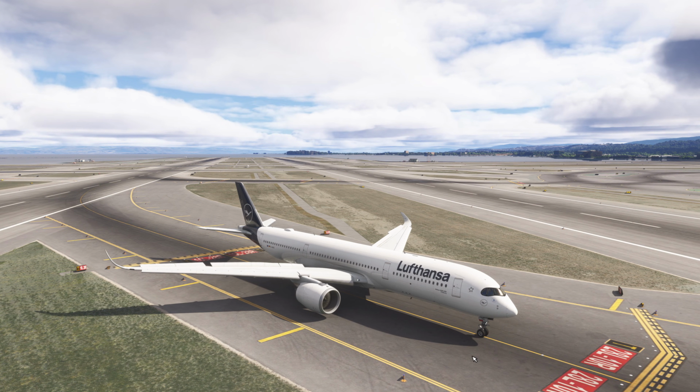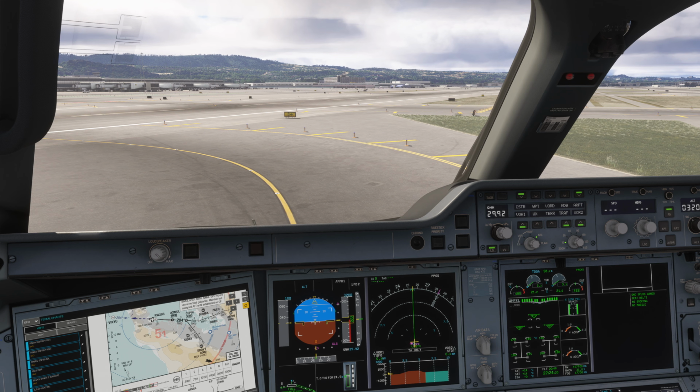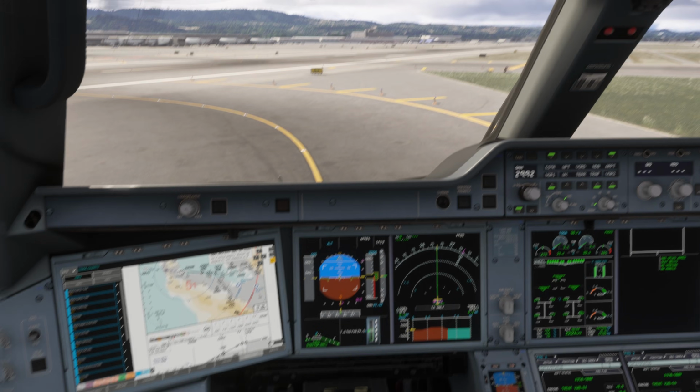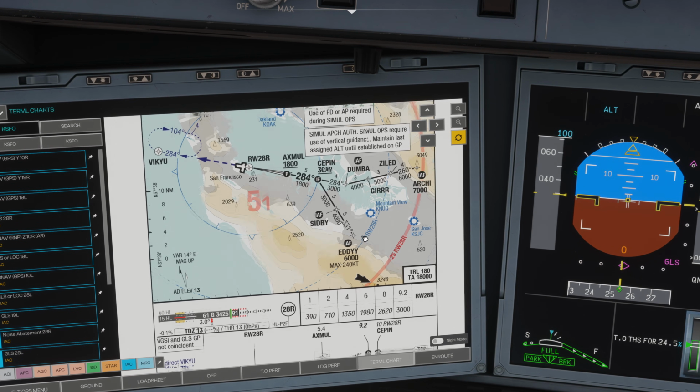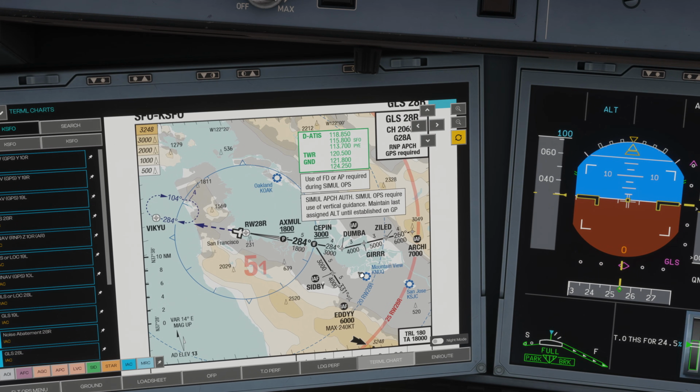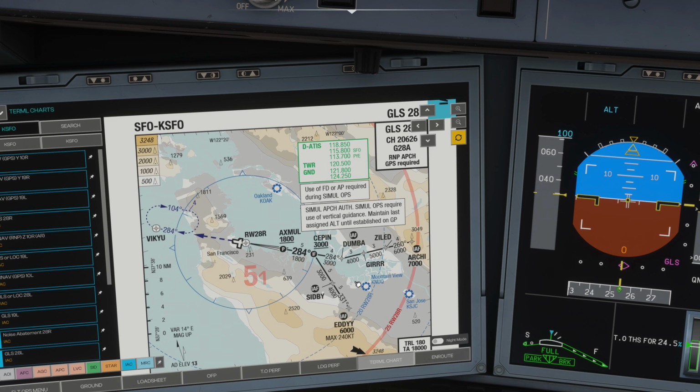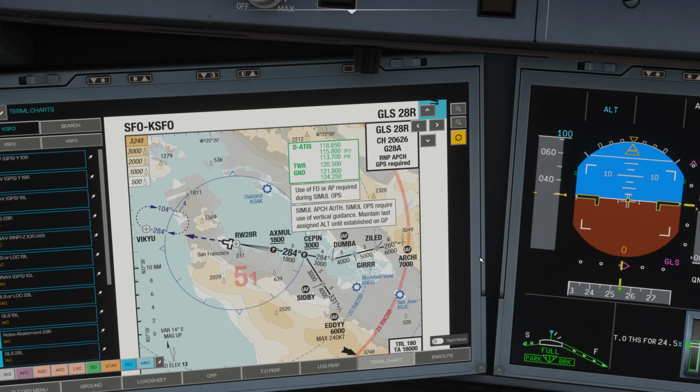However, let's now talk about flight simulation. So what do you need in flight simulation in order to be able to conduct a GLS approach? So, most importantly, you need an add-on that supports it and a nav database that supports it. For instance, the default nav databases of Flight Simulator 2020 and 2024 do not support GLS approaches. You need the Navigraph database in order to have GLS available in your FMS.